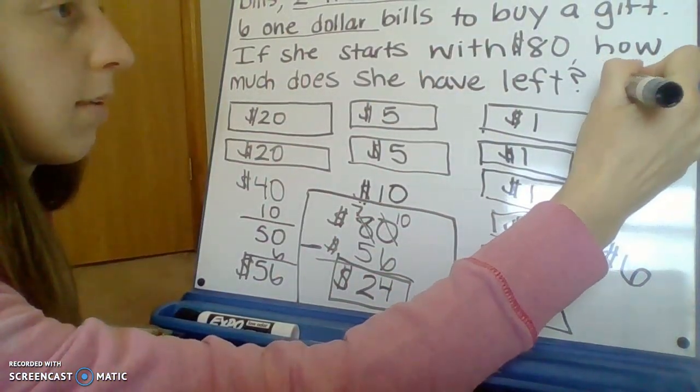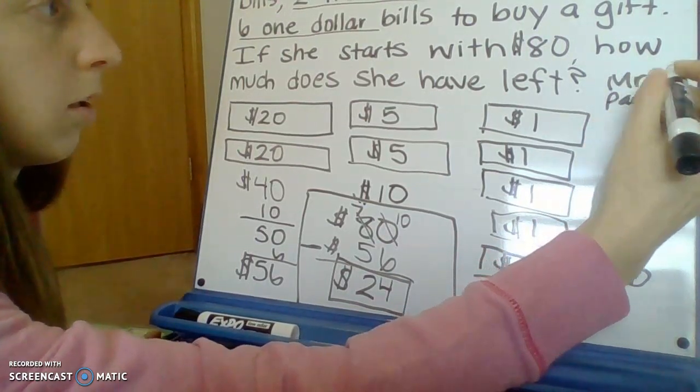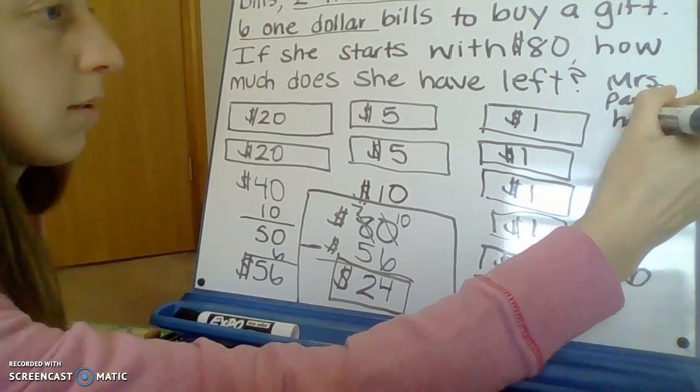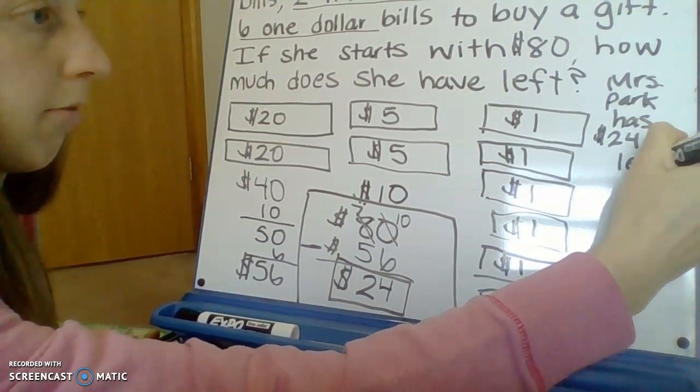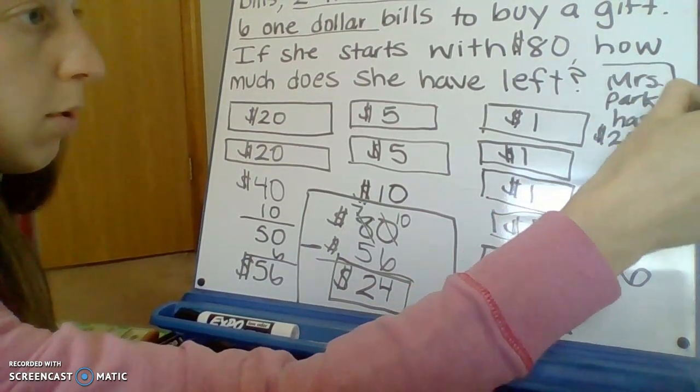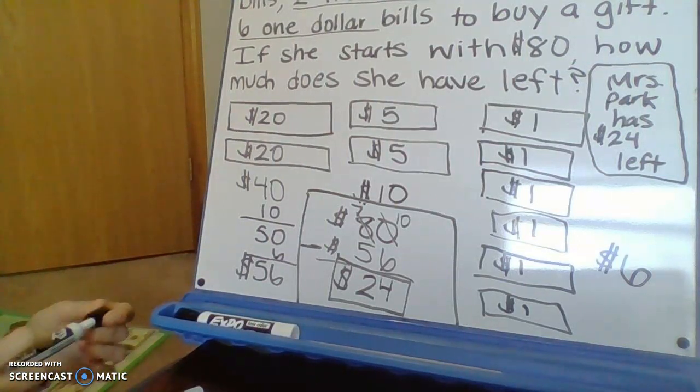And then we would write that as a sentence, like always. And I'm just going to squeeze it right here. Mrs. Park has $24 left. And remember, we would box it. Okay, so there's that.